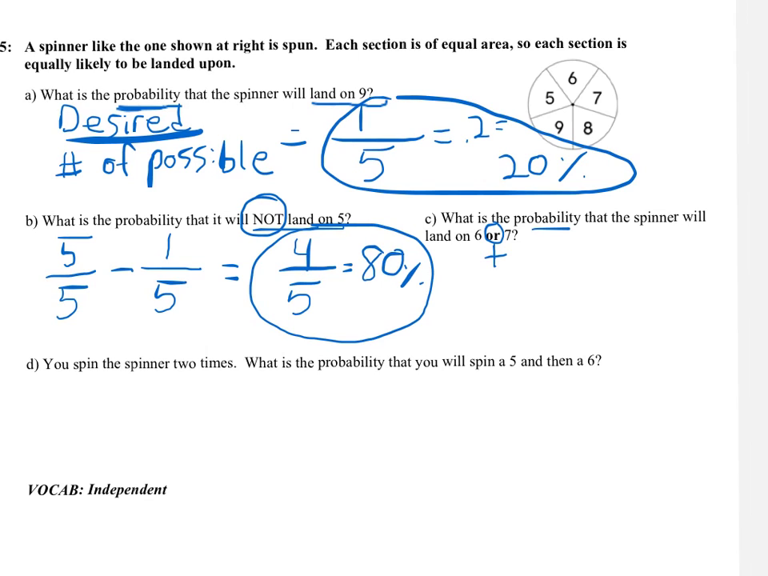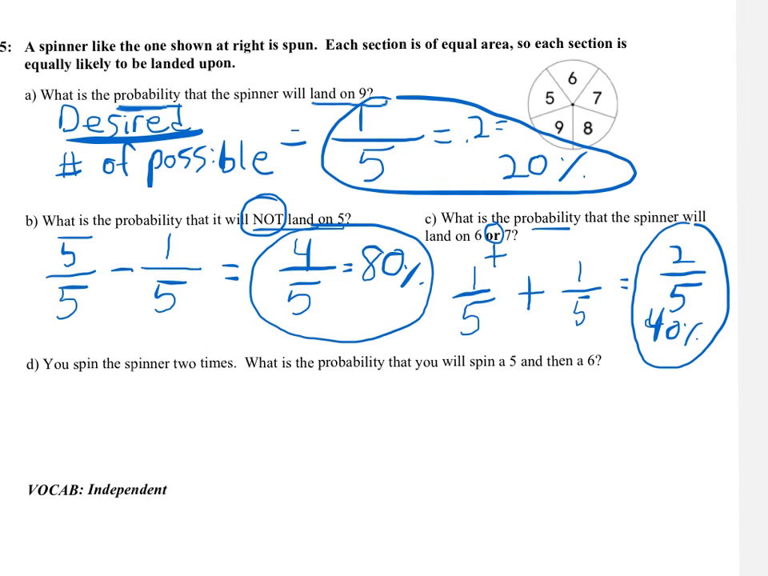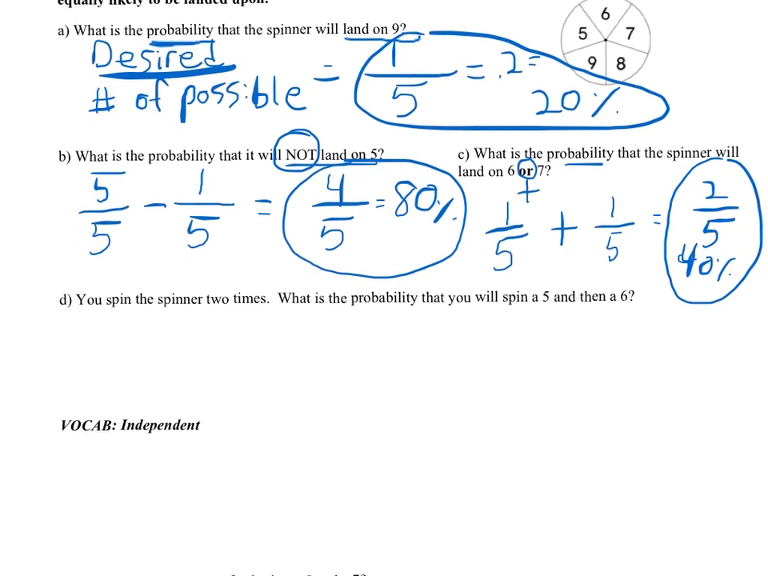Okay, so 6, there's only one 6. 1 out of 5 spaces are 6. Plus, well, there's only one space that's a 7. So 1 out of 5, that's a 7. And again, when you add those up, you get 2 out of 5, or 40%. Okay? Again, if you're getting these wrong, mark them wrong in your notes. That way you know which ones to go back and study before the test. You gotta work smarter.